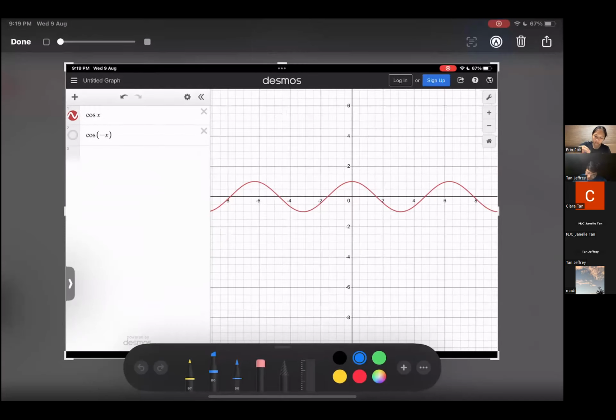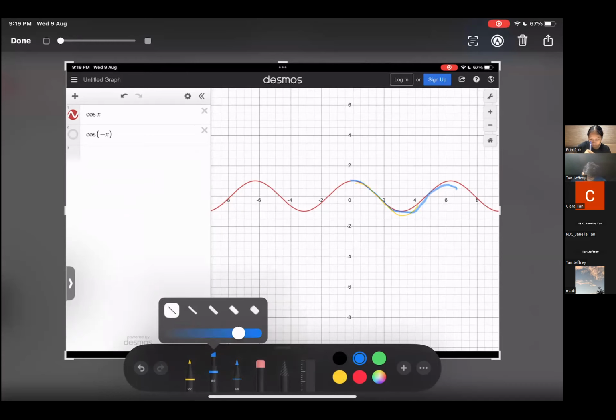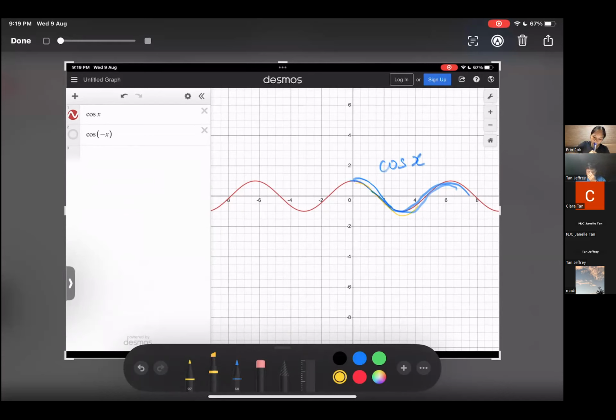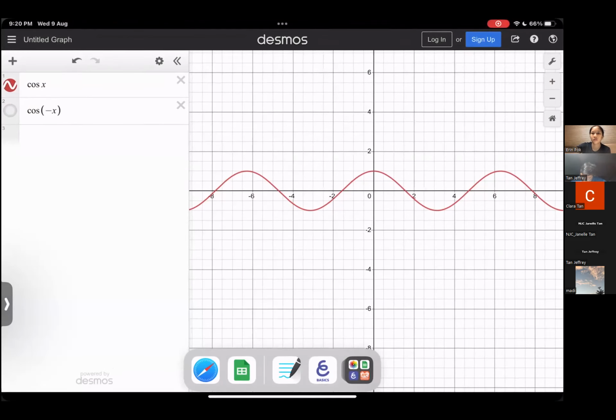So you can see this section here, cosine x. But if, for example, it's cosine negative x, then the blue part will be reflected here. Similarly, the red original part will be reflected. You're just turning them 180 degrees about the y-axis. But they're the same graph.